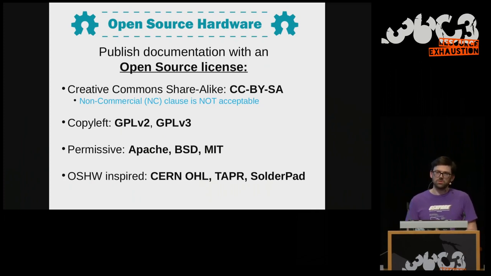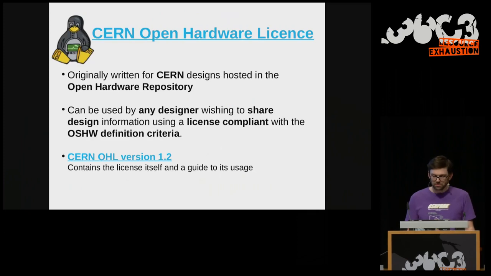In the slides, there's a link to a good blog post that explains why, if you add a non-commercial clause, it no longer conforms to the definition of open source. Other people use things like copyleft licenses or reciprocal licenses like GPL, also permissive licenses like Apache, BSD, and MIT. And then there are licenses that were created specifically for hardware projects, one of which is the CERN Open Hardware License, which I wanted to talk more about specifically.